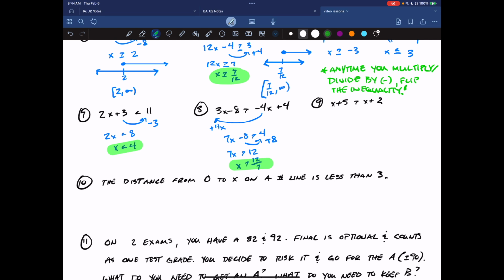Okay, now on number 9, notice I'm going to move the x, and that's going to leave me with 5 greater than 2. So there's nothing I'm going to plug in anymore, but you have to ask yourself, when is 5 greater than 2? Well, always. So when you see something like this, this includes every number on the number line. So how do you write that? Well, you write negative infinity to infinity. You can also just spell it out, all real numbers. Either one is correct. All right, you just have to pick one.